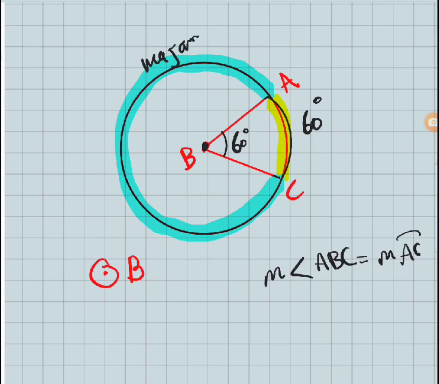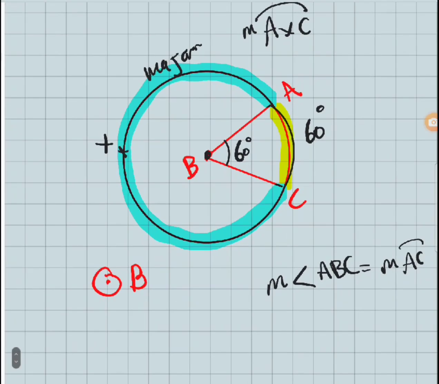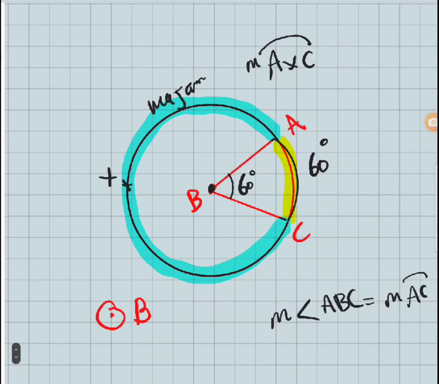So the major arc would be arc AXC. You need 3 letters to determine direction. So this is arc AXC. It's greater than 180. Arc AC, you don't go this way to go from A to C. You take the shortest path when you have 2 letters.